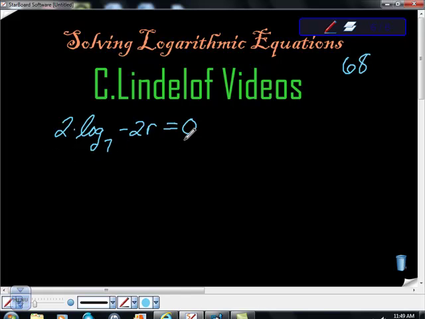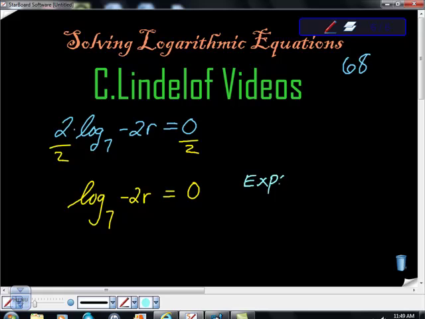So I divide both sides by 2, and we get log base 7 of negative 2r is equal to 0 over 2, which is 0 still, so it didn't change anything. From here, I'm going to exponentiate, which means I'm going to take this base to this power equal to this.